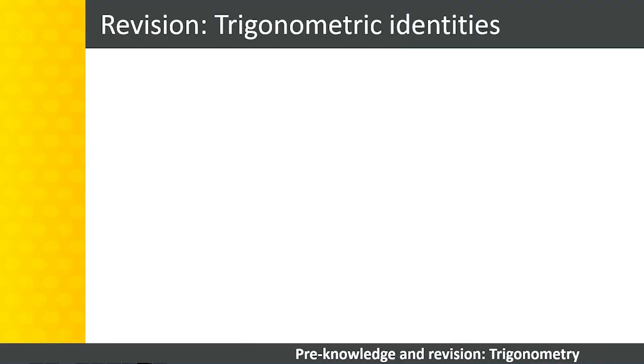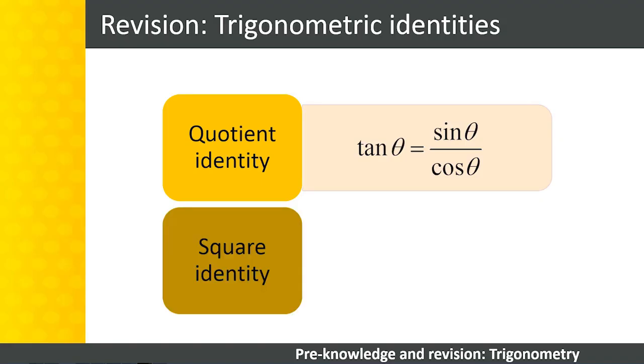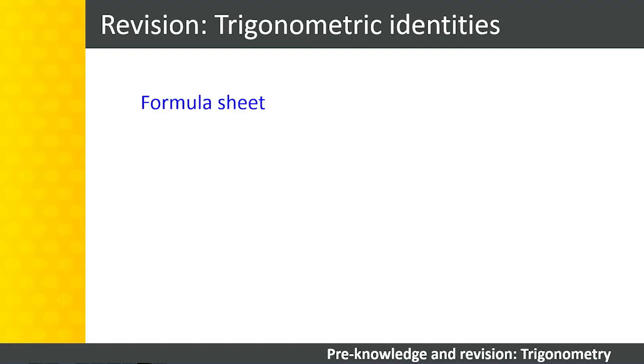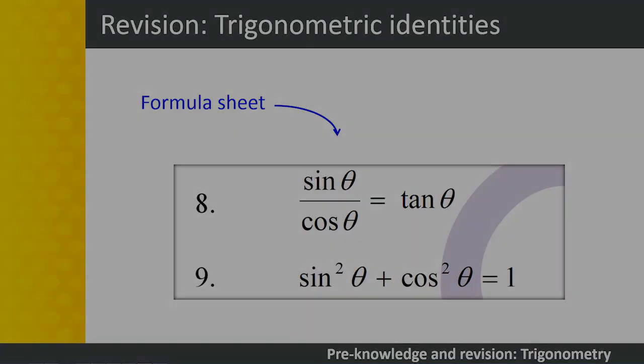In Level 3, students should also have covered some trigonometric identities. These are also important for Level 4. The quotient identity: tan theta equals sine theta divided by cos theta, and the square identity: sine squared theta plus cos squared theta equals 1. If you refer to your formula sheets, you will find these two identities are numbers 8 and 9. Now let's listen to a senior lecturer talking about problems faced by students and lecturers in trigonometry.